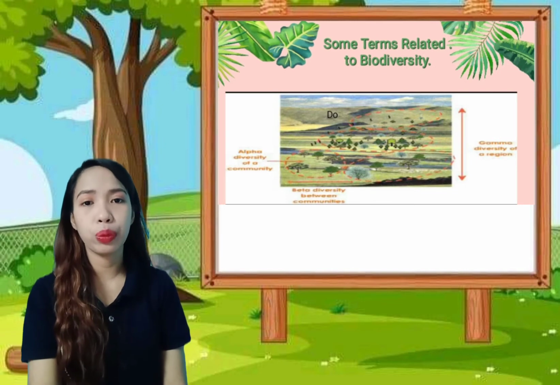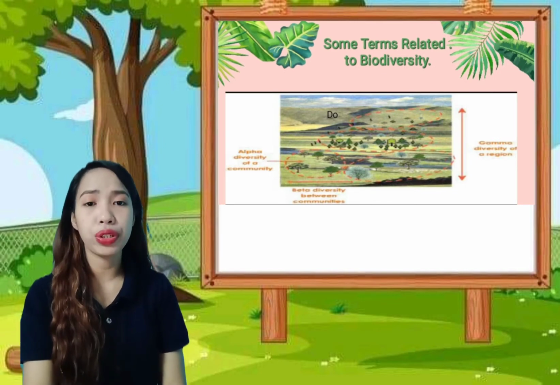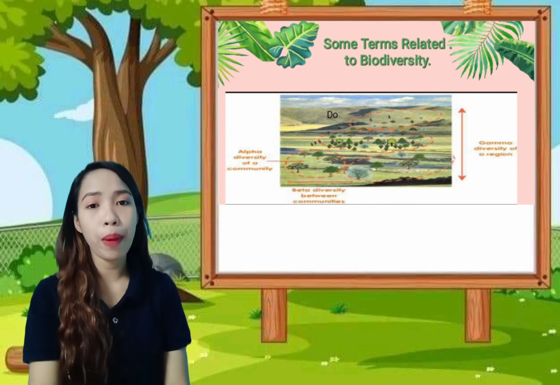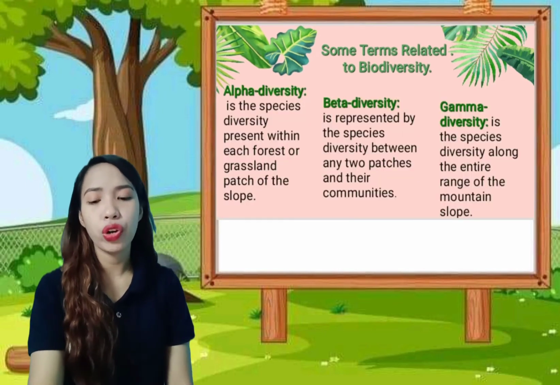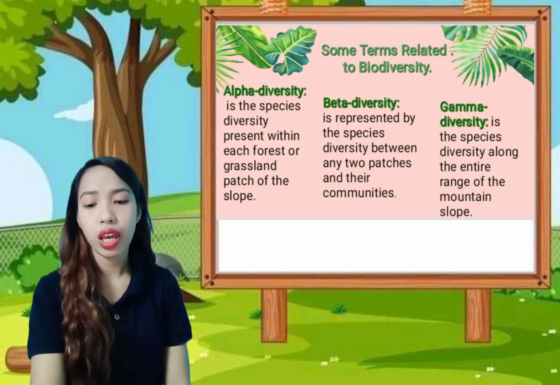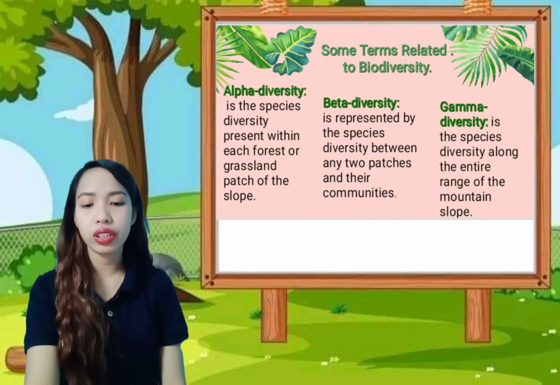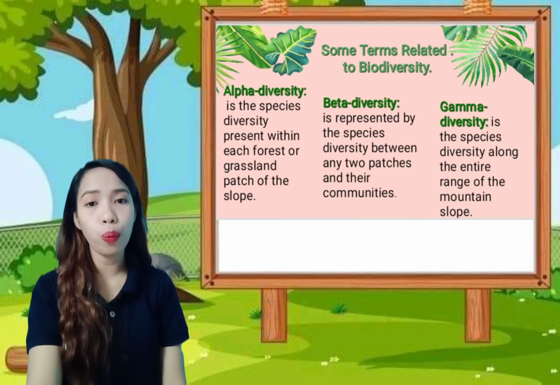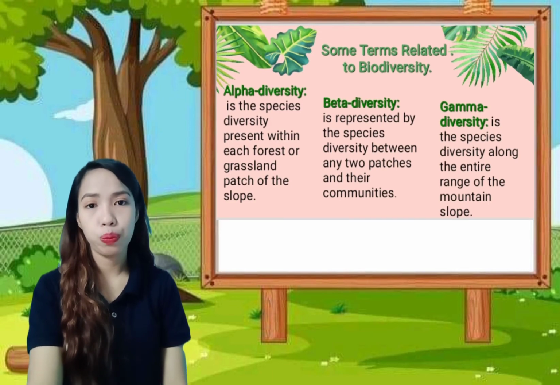Here are the pictures that will explain what is alpha diversity, beta diversity, and gamma diversity. So alpha diversity is the species diversity present within each forest and grassland patch of the slope. Beta diversity is represented by species diversity between the two patches or communities. And gamma diversity is the species diversity along the entire range of the mountain slope.